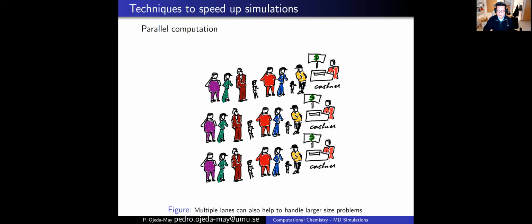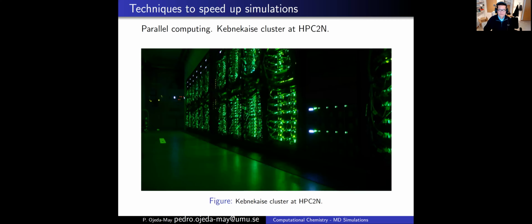This also helps us because we have already decreased the work that one single CPU, in this case one cashier, can do. Then we can increase even further the size of the system, and then we can deal maybe not only with 1 million atoms, but we can deal with 10 million or even more, right?